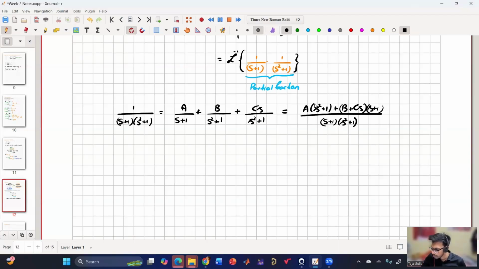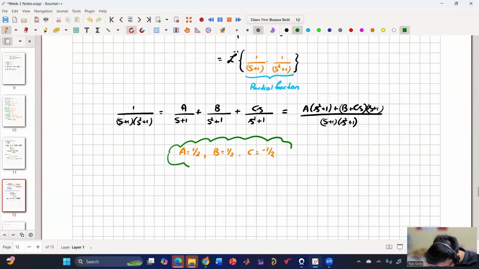So just give me a moment. Yeah. So A will be half. You can calculate this later, I'm just using the values. So A will be half, and B will be half, and C will be minus half. So these are the values that you will get. These small calculations I'm skipping to save time so we can spend it on a useful concept.